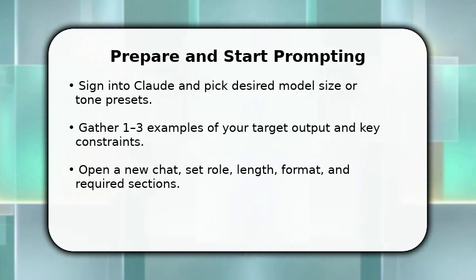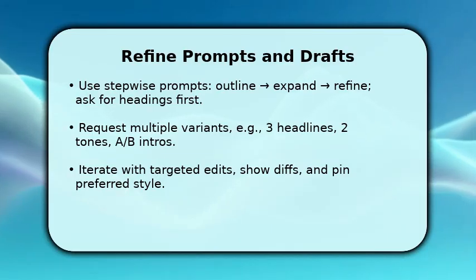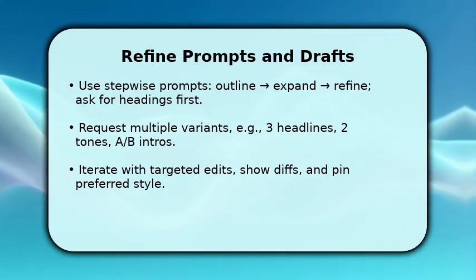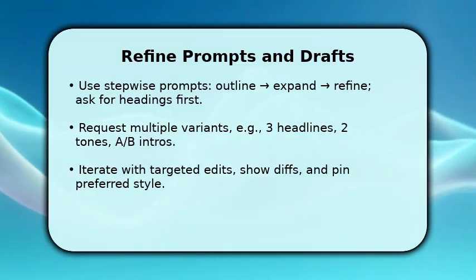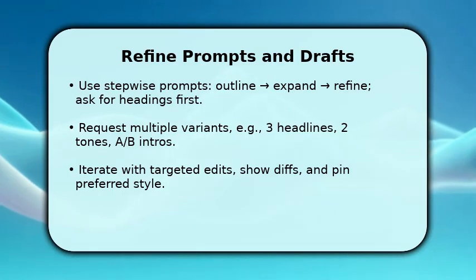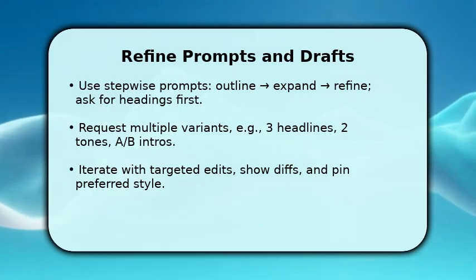Once you have the initial output, proceed stepwise. Ask Claude for an outline, then expand each section into paragraphs with citations or examples. You should request multiple variants, 3 headlines, 2 tones, and an A/B intro, so you can compare options. Make targeted edits by instructing Claude to revise specific sentences or show differences between versions.